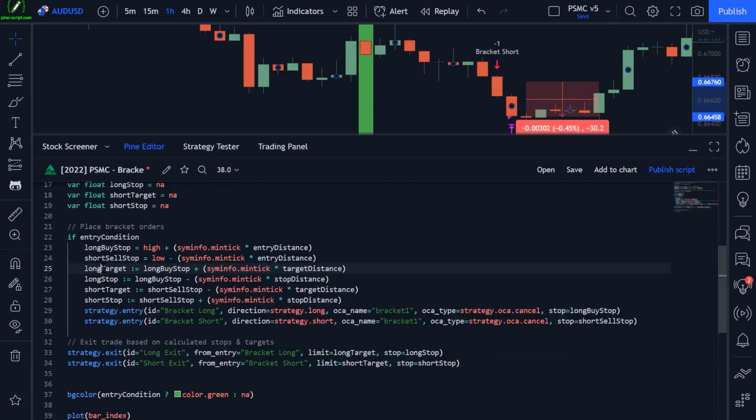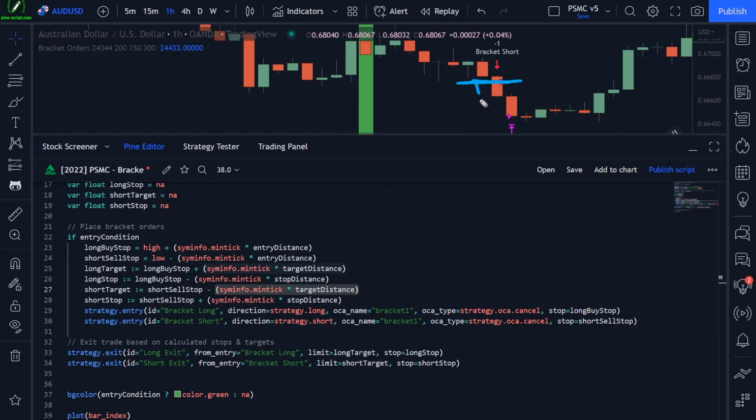That's calculated for long trades and short trades. So for the buy stop, we add our target distance to the buy stop and subtract our stop distance. For short targets, it's the opposite direction. So we subtract our target to the downside from our sell stop price, which in this case is here. So we subtract 30 pips from that to get our target, and add 15 pips, or 150 points, to our sell stop price to get our stop loss. Then this is where we place our bracket orders.